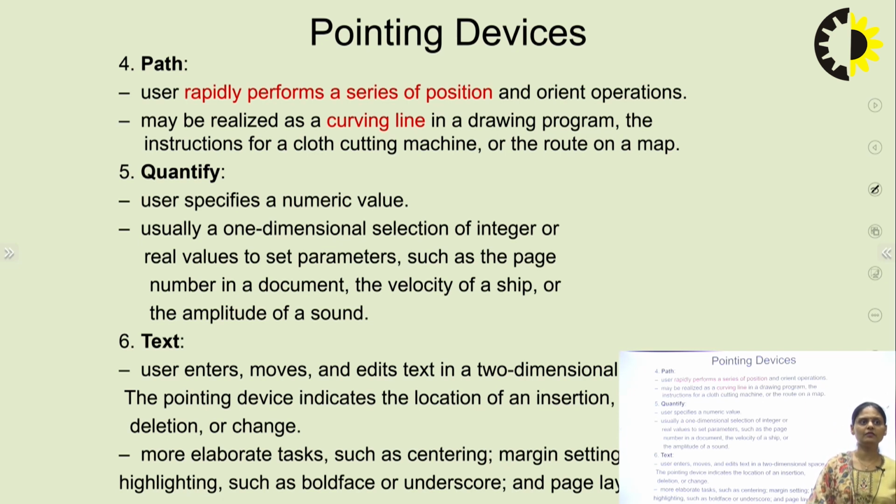So usually it is a 1-dimensional selection of an integer or real value for a set of parameters, such as page number in a document, velocity of a ship, or amplitude of a sound. So all these things are quantified. A numeric value is given for that certain task. Similarly, text: the user enters, moves and edits text in a 2-dimensional space. So the pointing device indicates a location of insertion, deletion or change. All these things are done by the pointing devices.